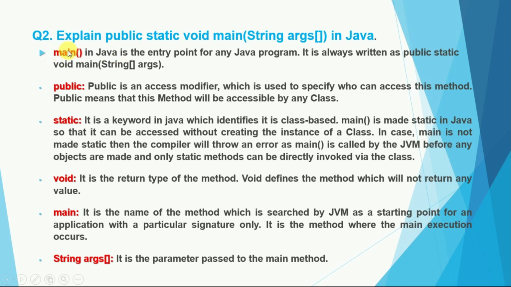First is the main method. The main method in Java is the entry point for any Java program. It is always written as public static void main, String arguments. Public is the access modifier, which is used to specify who can access this method. We use public because it will be accessible by any class, any number of classes which we want to use in our program. So this main method can be used by any class.